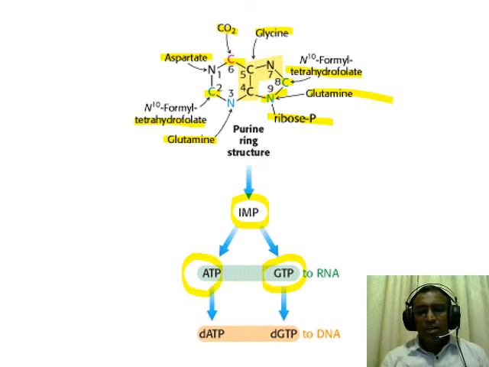And then to ensure that from RNA you can also form the DNA, these ATP as well as GTP, the ribose sugars will be converted to deoxyribose in order to obtain deoxy ATP as well as deoxy GTP.